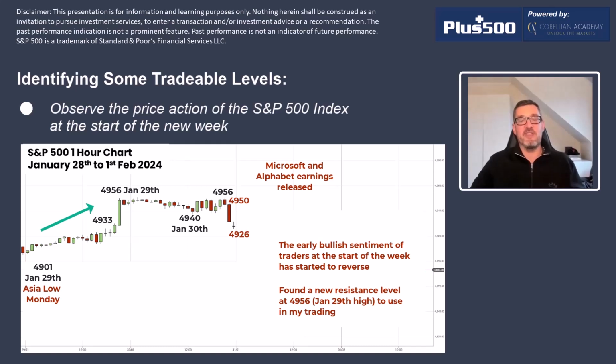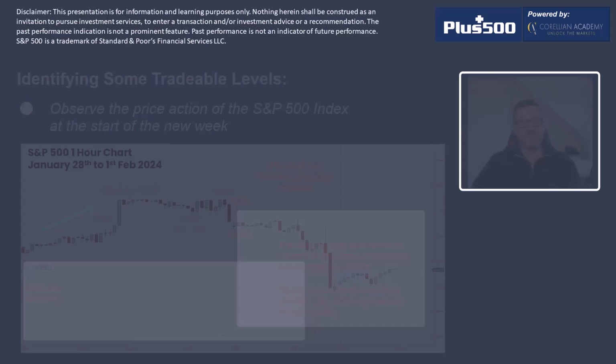Now I am keen to see how the market trades on Wednesday. If it stabilizes around this 4,930 area, I will be happy to sell, anticipating a move lower later in the day when traders get to hear from the Fed and Chairman Powell.